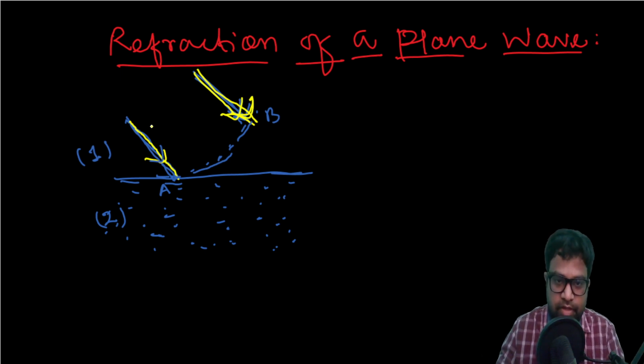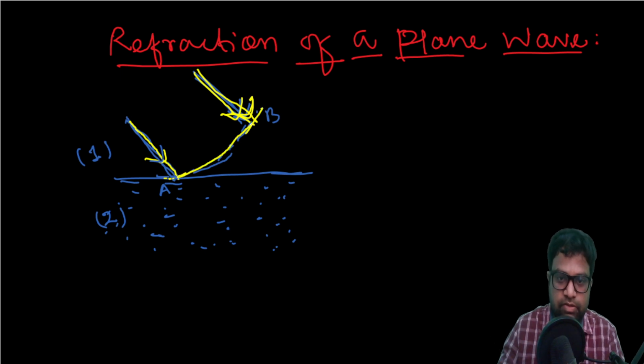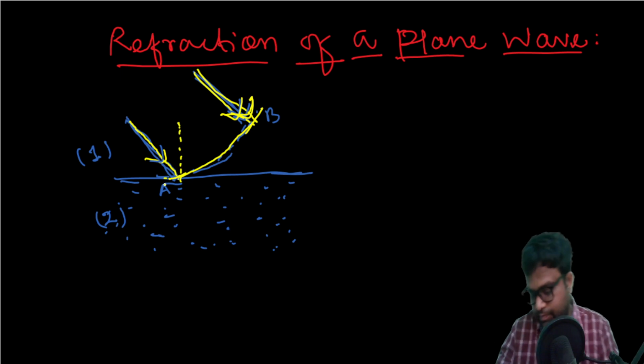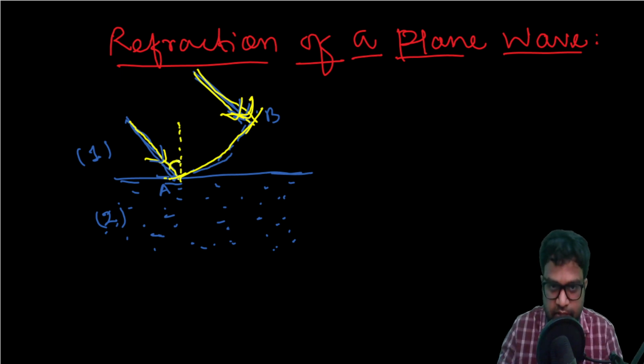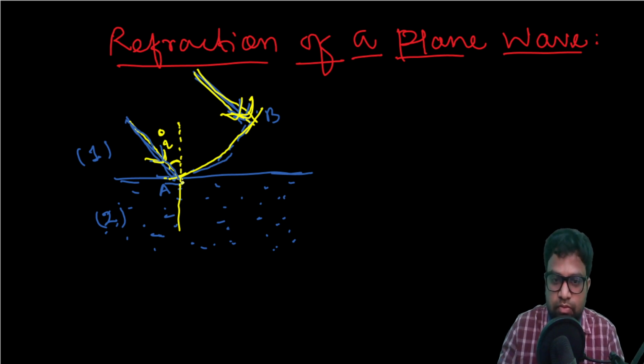If you look carefully, the wave is moving, means both the rays here and here, A and B, it's a wave front, so both are moving at the same speed. But it is coming with an angle. So let's say this is 90 degree, and this will be the angle of incidence, your i. This is 90 degree. So as the incident ray at A gets inside the medium 2, it should come like this. It will bend towards the normal because it is rarer to denser, and this will be the angle of refraction.